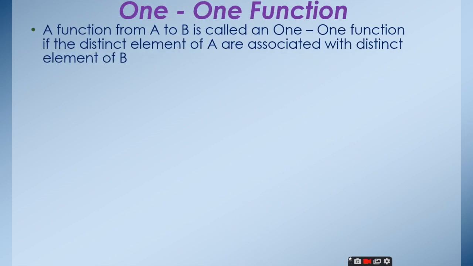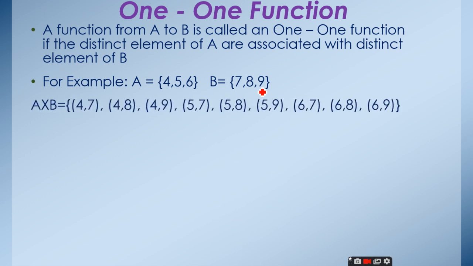Now we have the one-to-one function, the second type. A function from A to B is called a one-to-one function if distinct elements of A are associated with distinct elements of B. For example, we have set A as 4, 5, 6 and set B as 7, 8, 9. First I found their Cartesian product and then the relation. In the relation I found (4, 8), (5, 7) and (6, 9).